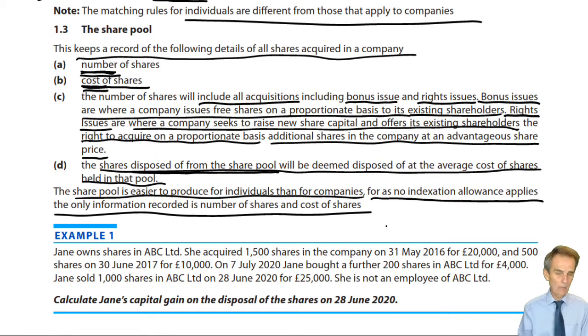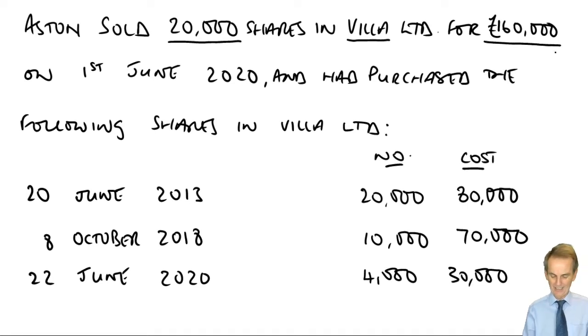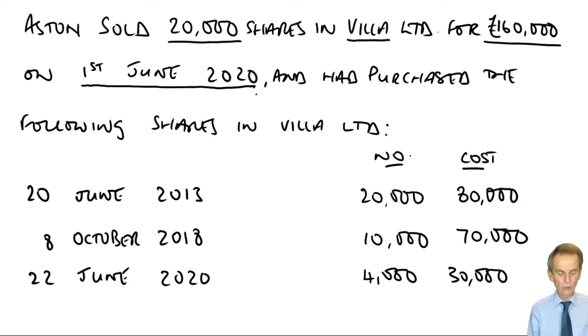Okay, before you have a go at example 1, let me take you through an example. So here we go. If you could pause at this point in time and copy down this particular example, I'll read you through it to make sure that you've interpreted the writing in the right way. We're told that to begin with, our taxpayer Aston sold 20,000 shares in a company called Villa Limited for total sales proceeds of £160,000. And that sale took place on the 1st of June 2020.